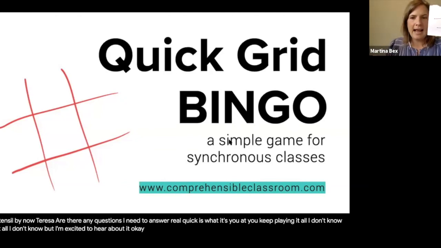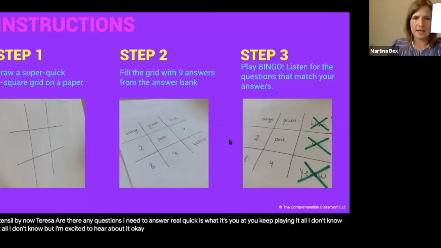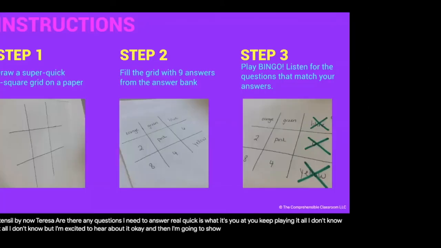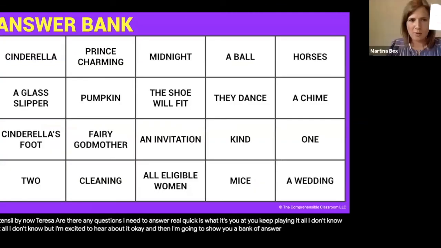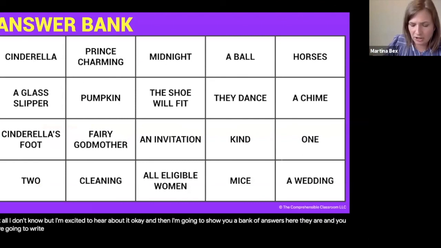And then I'm going to show you a bank of answers. Here they are, and you are going to write one of these words in each of the sections. Lots of got it. Awesome. Okay. So you're going to end up writing 9 of these. So any 9, it doesn't matter what, don't think about it too much. It literally does not matter.